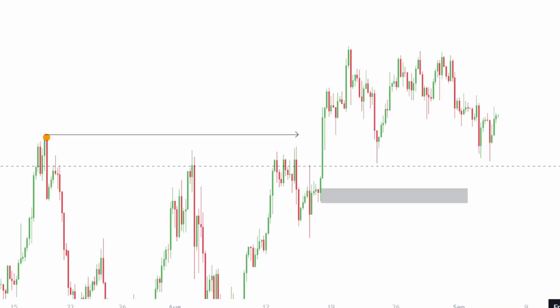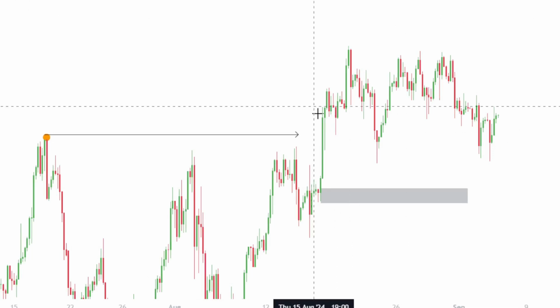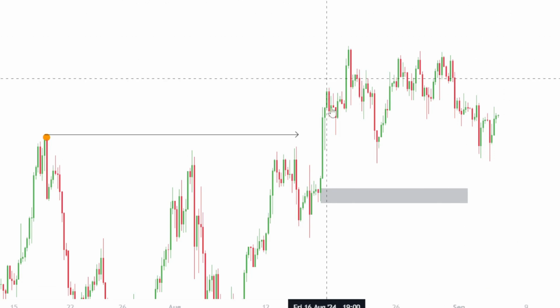Here we're going to be going over a gold ICT/SMC tutorial. We're going to be going over how you could have potentially traded some of this price action over here.